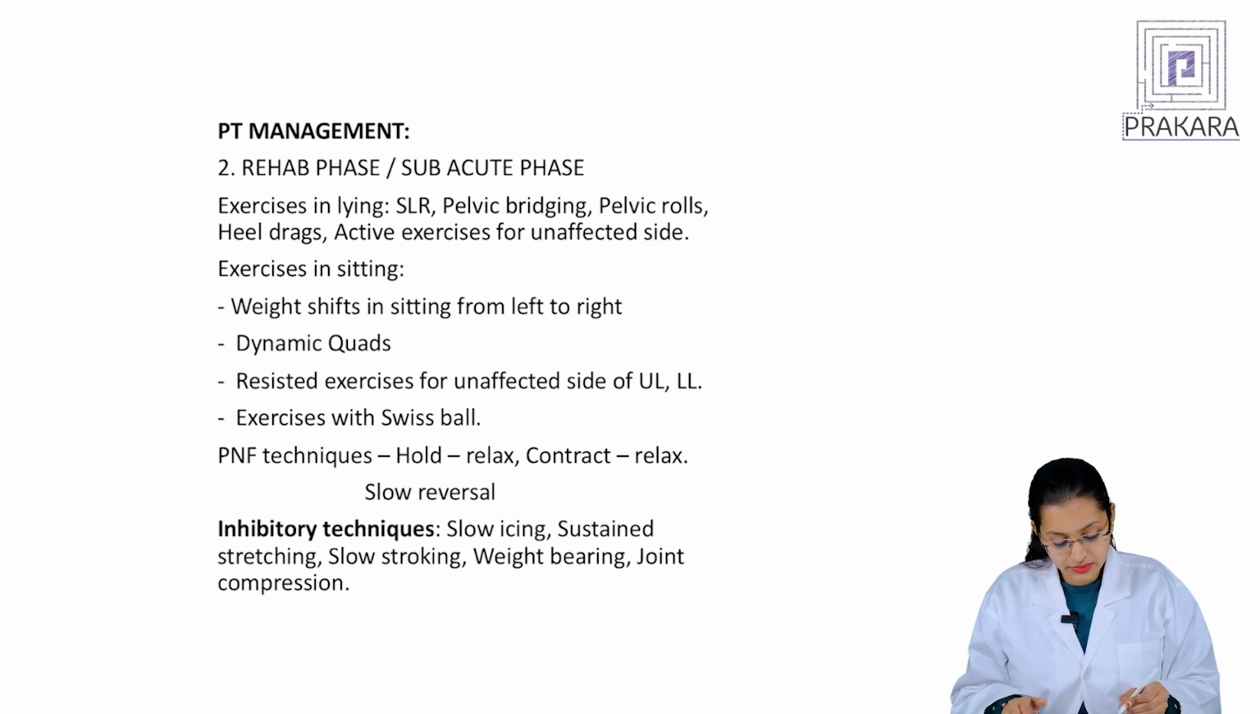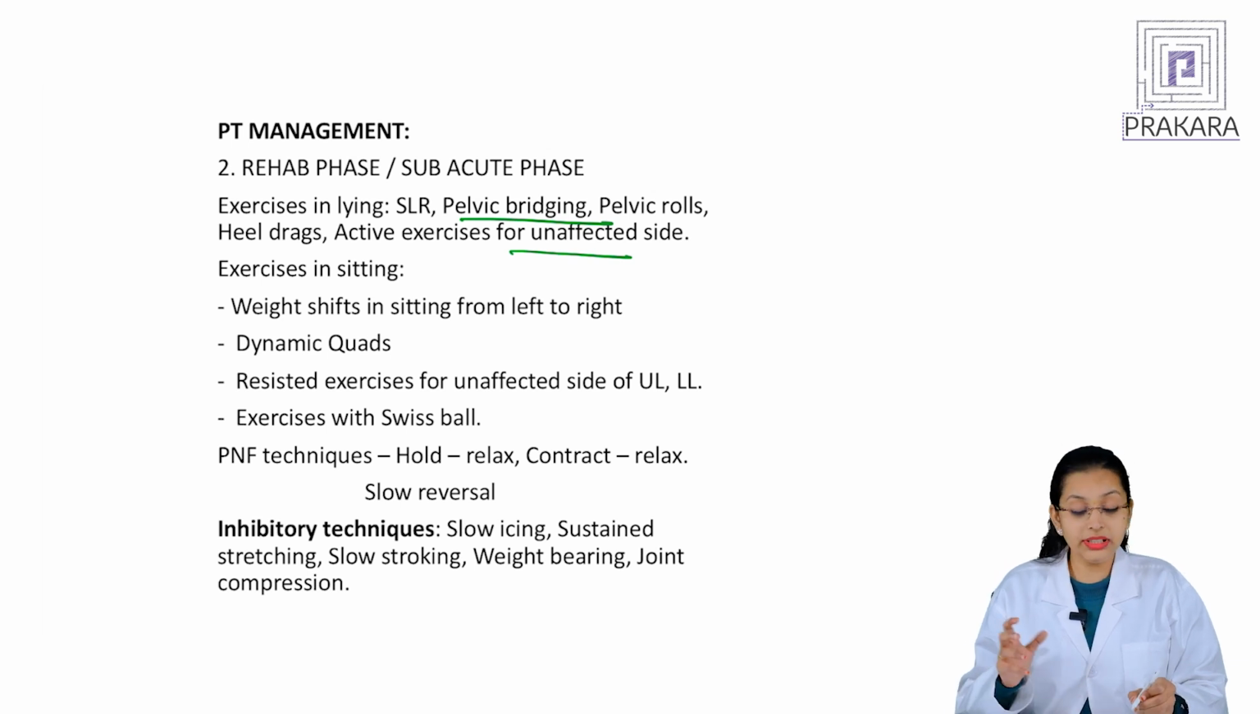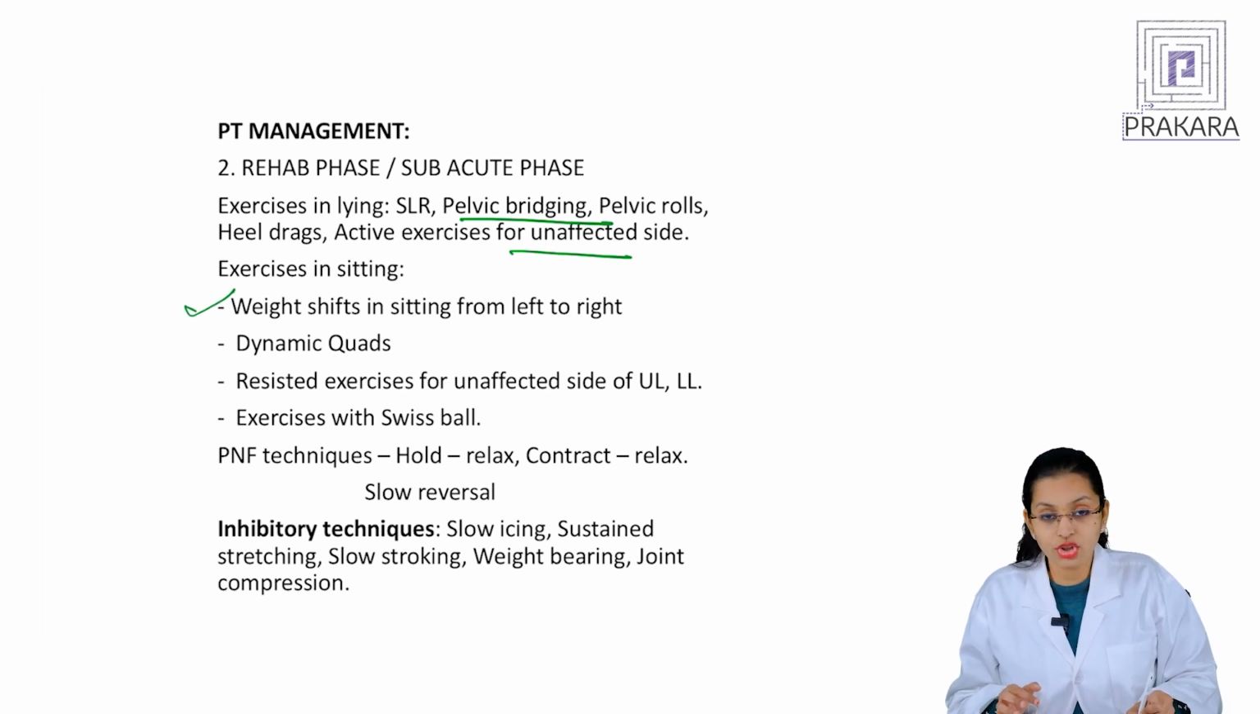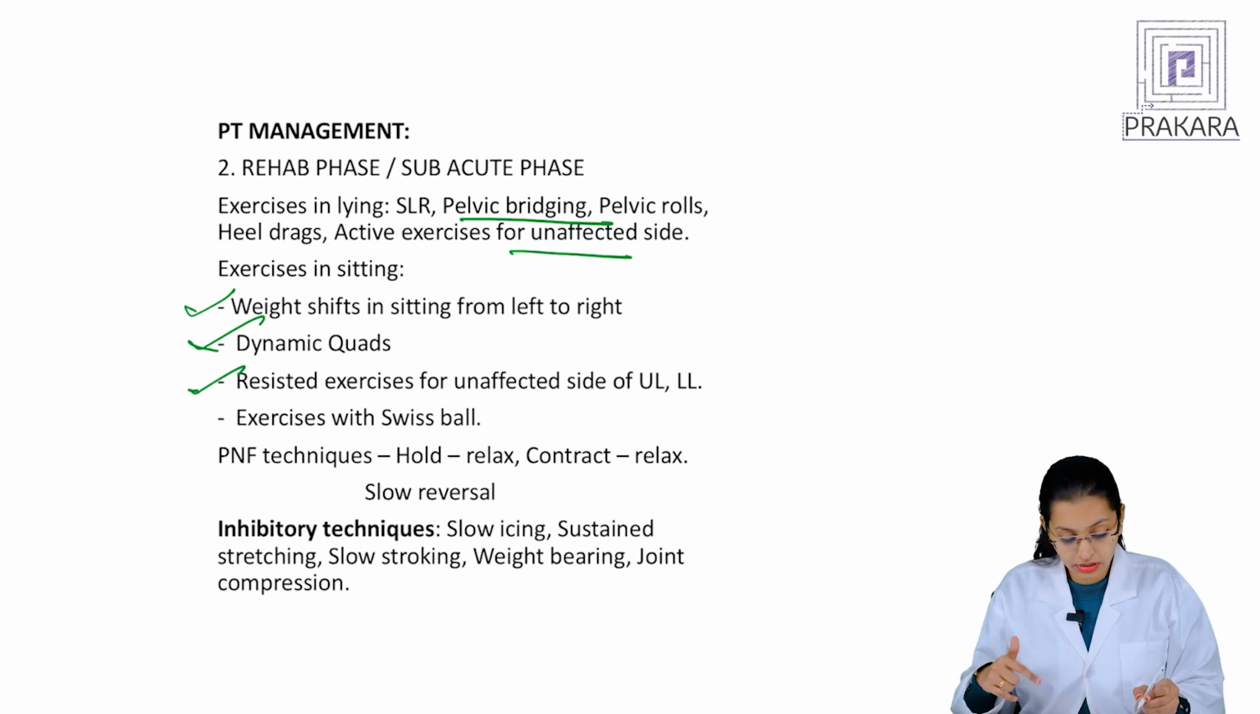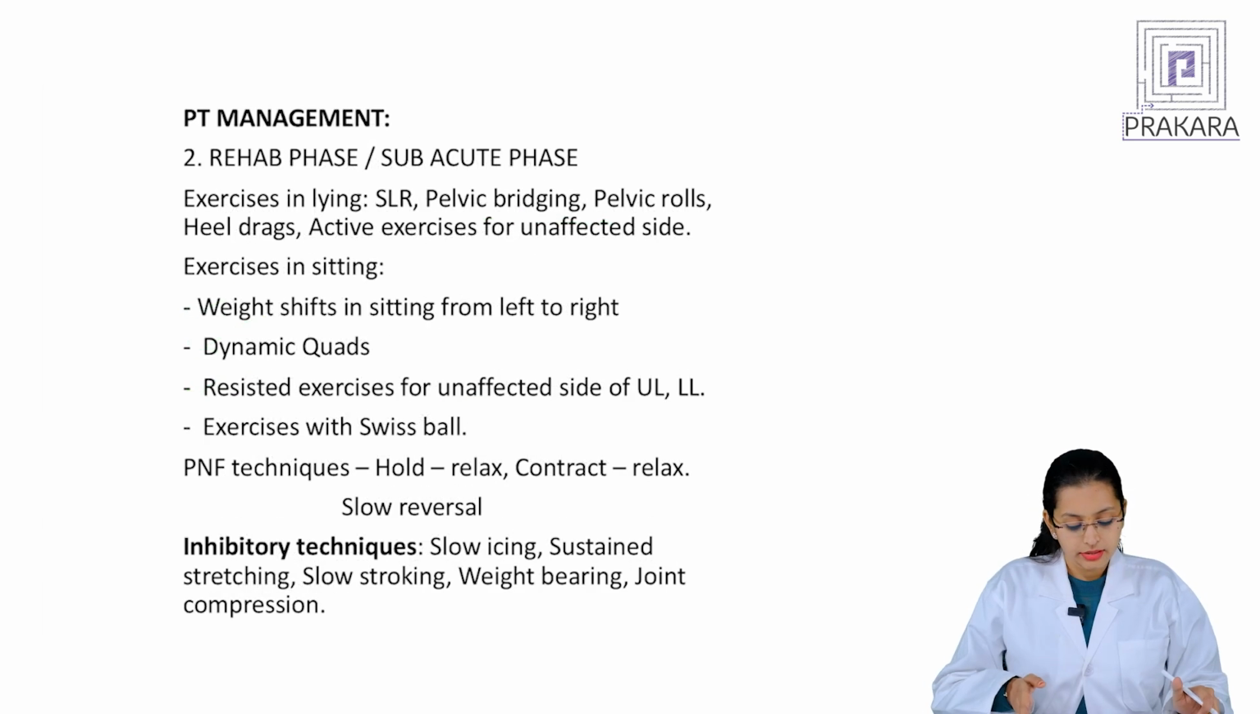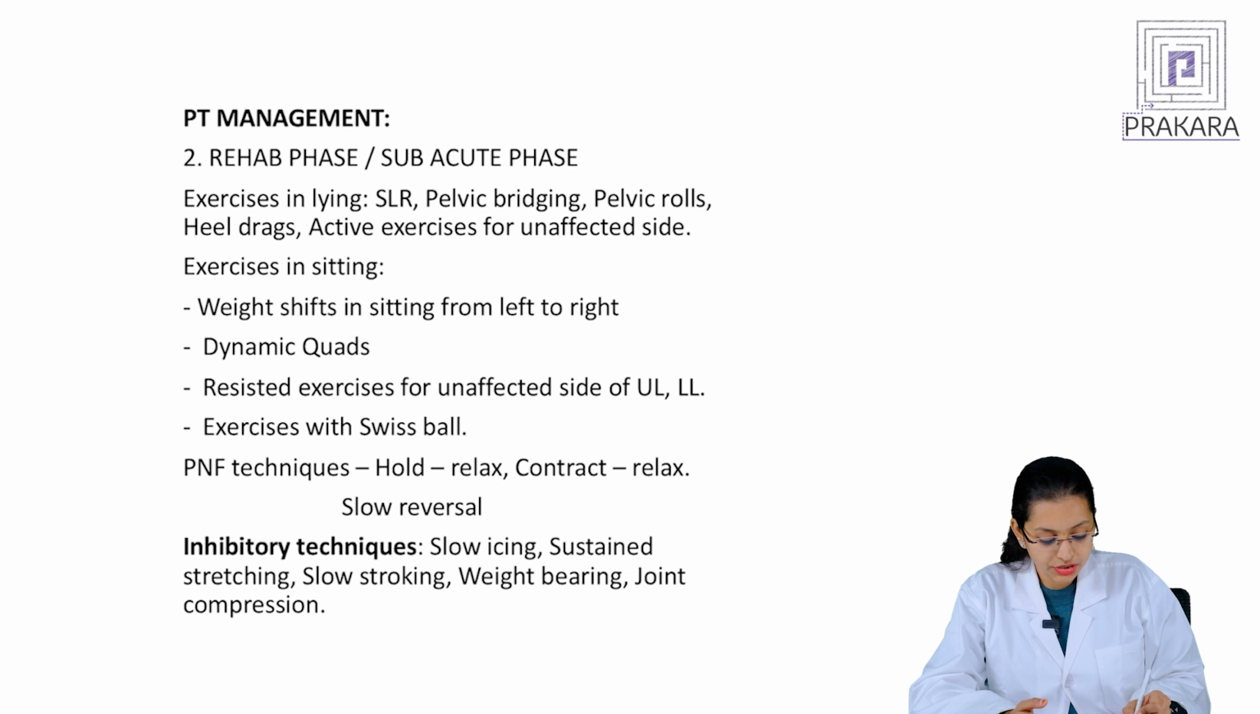The subacute phase exercises in lying will include SLR, pelvic bridging, pelvic rolls, heel drags, and active exercises for the unaffected side, while the exercises in sitting will include weight shifts, dynamic quads, and resisted exercises for the unaffected side of upper limb and lower limb. And here we have exercises in sitting where weight shifts will include from left to right.